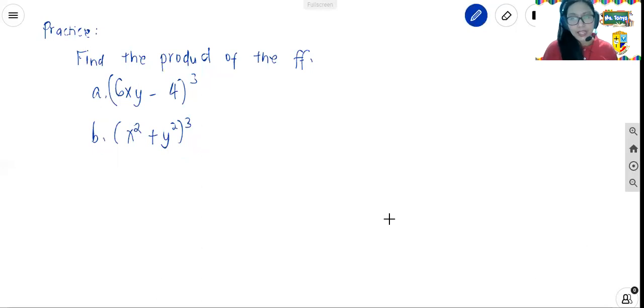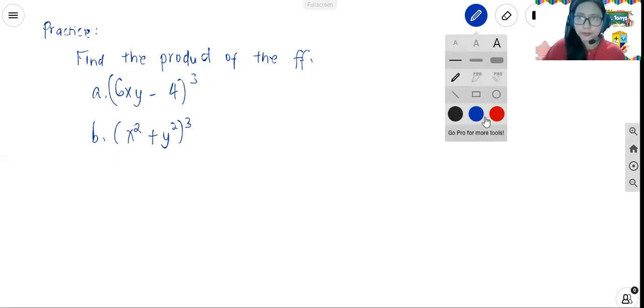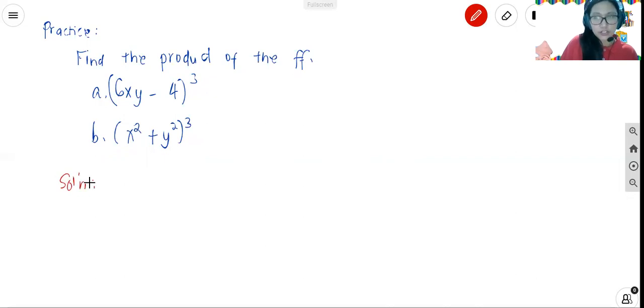So again, if at this point you forgot how to do it, you can replay the video and go back to this part. Once you're answering, you can pause this video so that you can answer on your own. Once you're done, you can press play again so that you can check if your answer is correct. Okay, so let us solve for the answer. Let us check if your answers are correct.